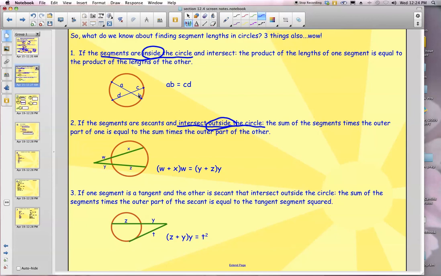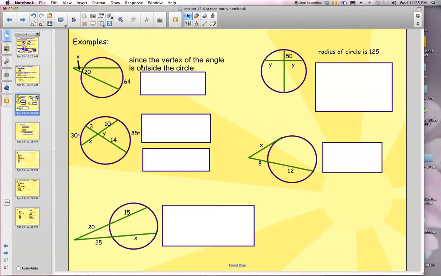Okay, but if the lines are inside the circle, you multiply the two halves, and it has to be equal to the product of the other halves. When there are two secants that intersect outside the circle, you take the total times the outside equals the total times the outside. And when you have a tangent, you have to square the tangent because that's the only value you have. So tangent squared equals the whole thing times the outside. So let's look at some example problems of those. All 6 of the topics we just talked about.